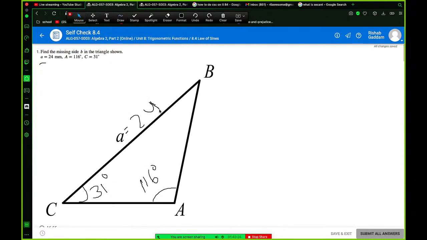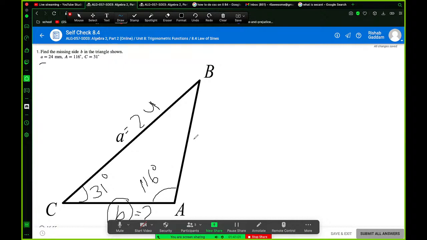Okay, so yeah, multiple choice. So Sid, do you want to do this one? Yeah, sure. Okay, so find the missing side B. A equals 24 millimeters, angle A is 116 degrees, and C is 31 degrees. So we can find the angle of B really easily. It didn't ask you to find the angle, and finding the angle has no use.